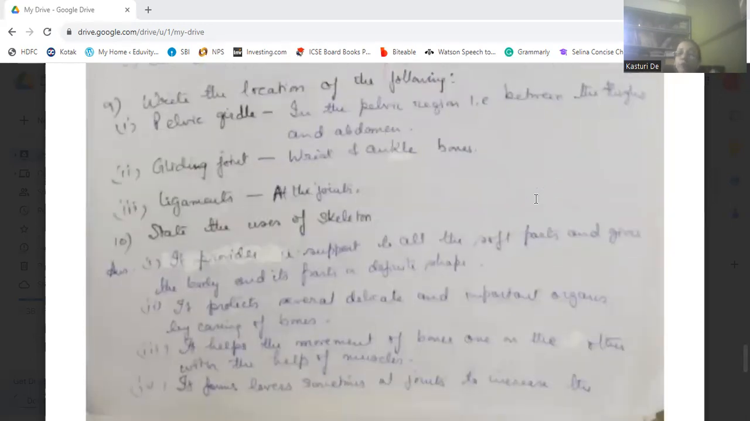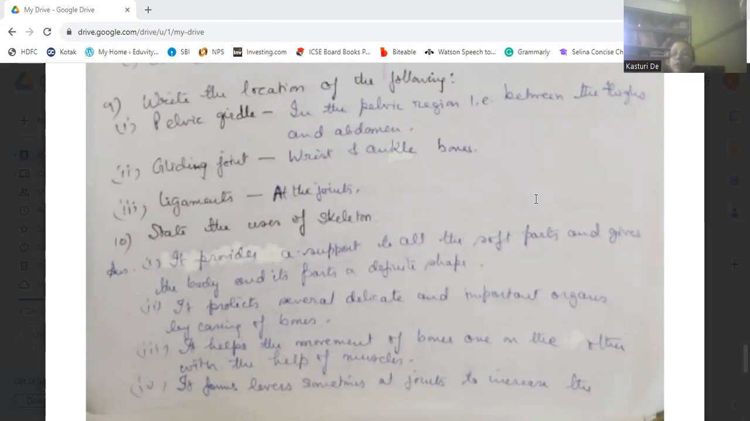Then it protects several delicate and important organs by forming a case of bones, like the skull protecting the brain, and the rib cage protecting the heart and the lungs. So many vital, delicate organs are protected by the skeleton, which forms a case.